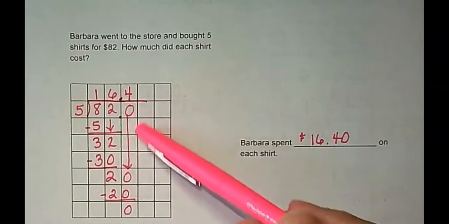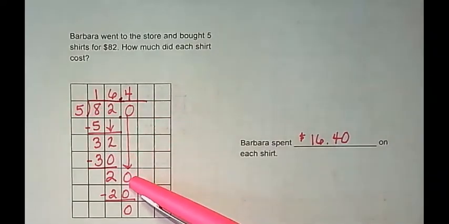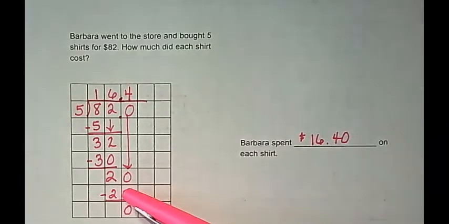Add and bring down a 0. 5 divides into 20 4 times. 4 times 5 is 20. Subtract the 20 and we get 0.